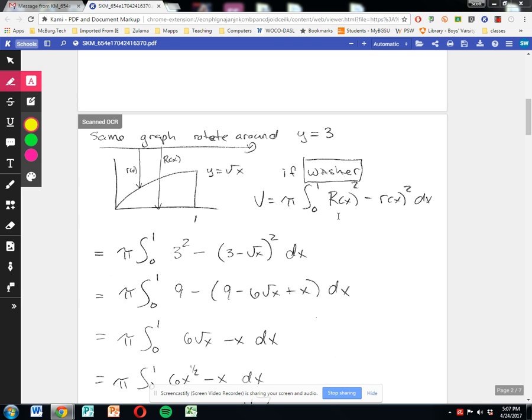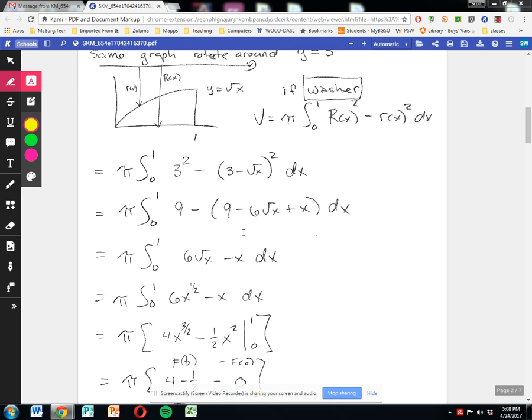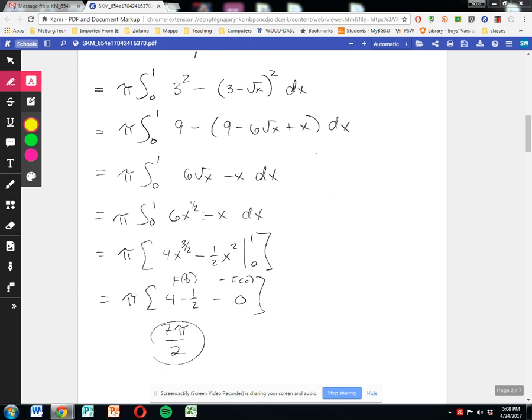So again, like we talked about before, big radius function squared, 3 squared, minus little radius function squared, 3 minus rad x squared. We went ahead and foiled that out, combined some like terms, rewrote it one time with a fractional exponent, and then we just did our inverse power rule, our f of b minus f of a, and we come up with 7 pi over 2 for an answer.